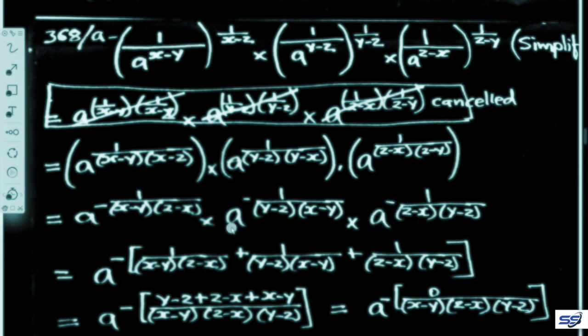Now here, all the base is a. Always the base is the same. Then we know that if the base is the same, the powers shall be added. This power, this power, this power: all the three powers shall be added. See here, equal a to the power minus. The minus is taken common here: minus, minus, minus. All three minuses are taken common, and in the bracket come all these powers in the form of plus: 1 upon (x minus y)(z minus x), plus 1 upon (y minus z)(x minus y), plus 1 upon (z minus x)(y minus z). Now all these three shall be added.